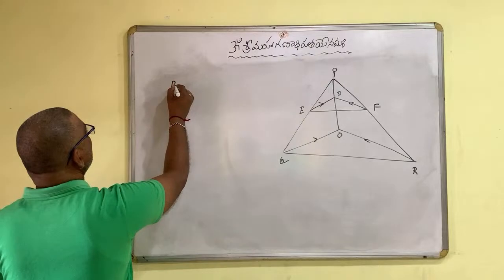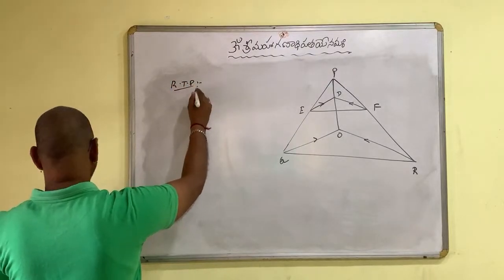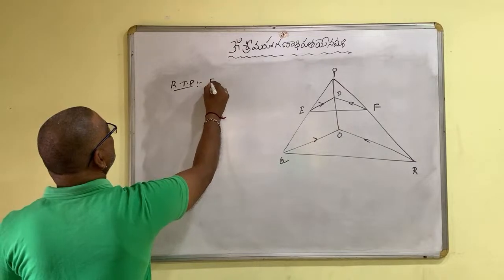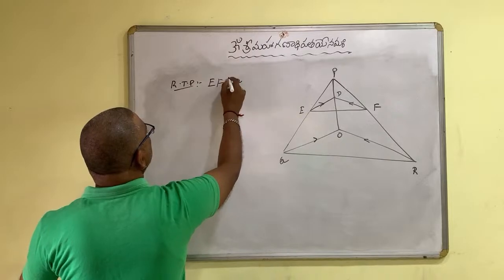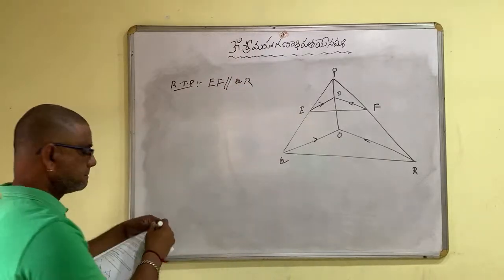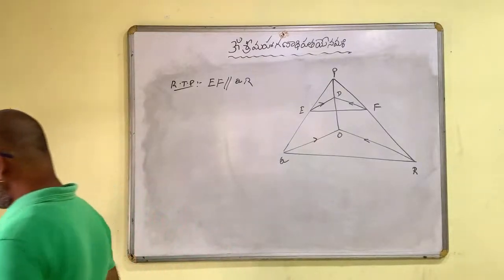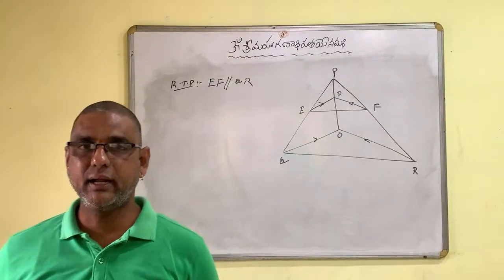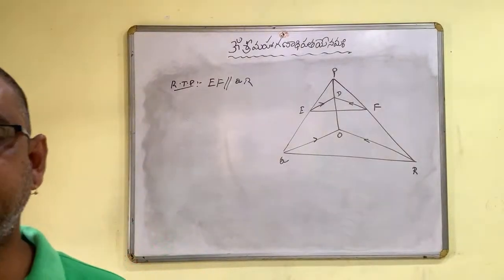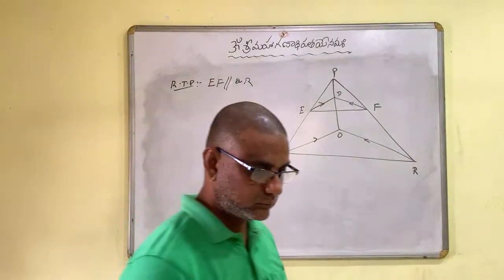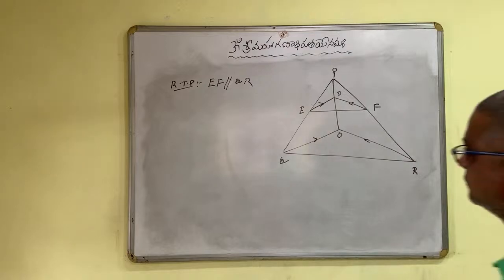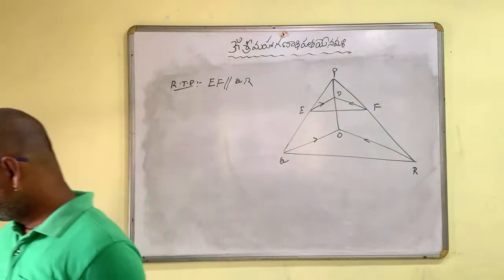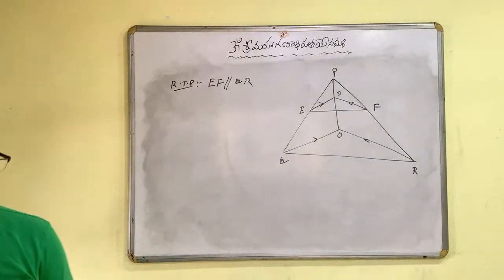And what we have to prove? EF parallel to QR. Now children, what is required to prove? No one is answering. What is required to prove?